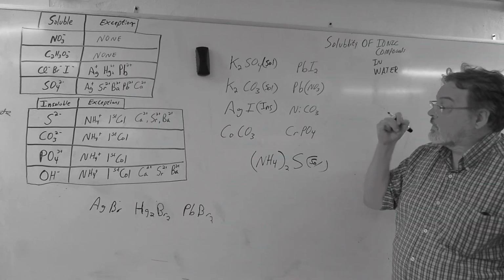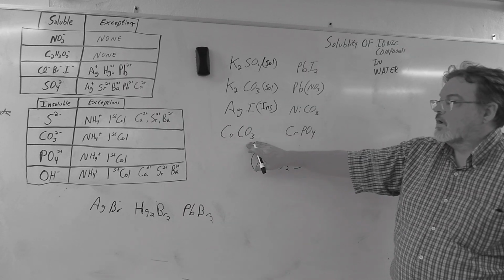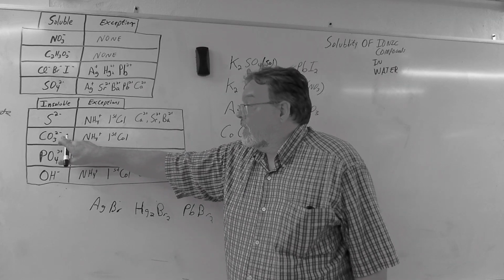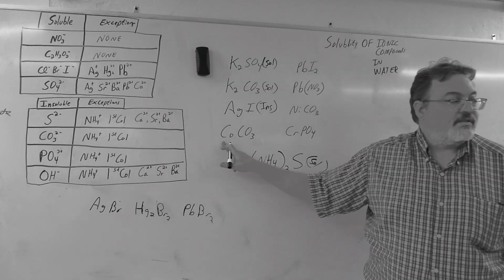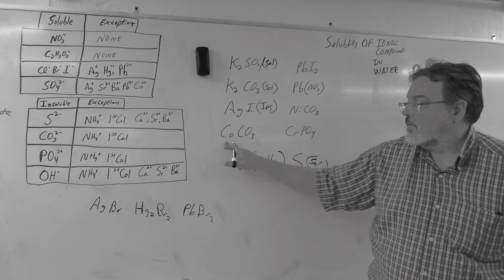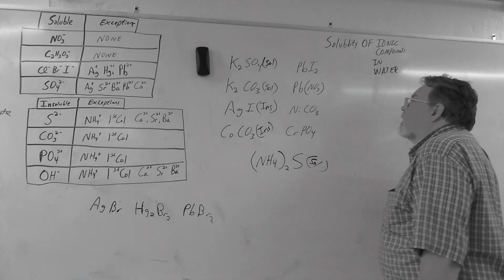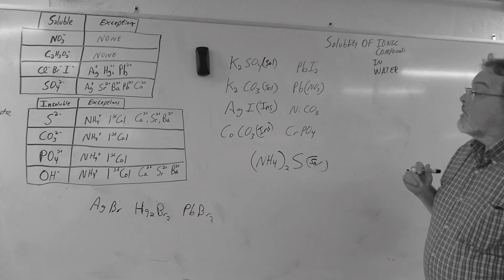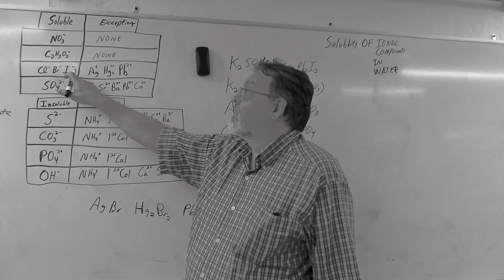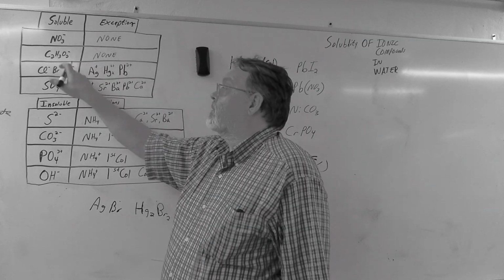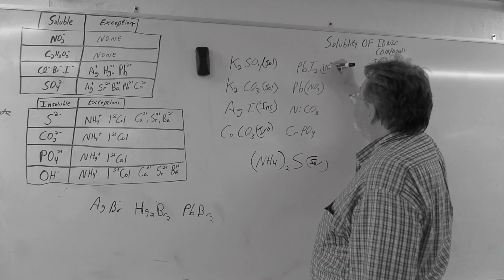All right, where am I? CO3, that's cobalt, Co. There's CO3, all CO3s are insoluble except for these. Cobalt is not in the first column, that's a transition metal right in the fat part of the periodic table. So this one is insoluble. This has I in it, so you look at I here. Everything with I in it is soluble except for these, and lead is one of the exceptions, so it's insoluble.